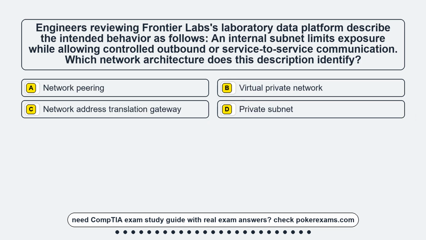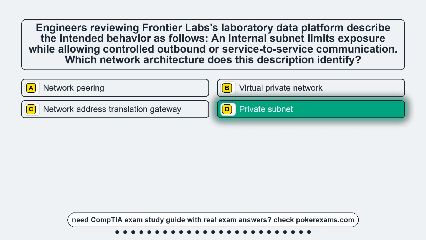Question 5. Engineers reviewing Frontier Labs' laboratory data platform describe the intended behavior as follows. An internal subnet limits exposure while allowing controlled outbound or service-to-service communication. Which network architecture does this description identify? Option A, network peering. Option B, virtual private network. Option C, network address translation gateway. Option D, private subnet. The correct answer is option D, private subnet.